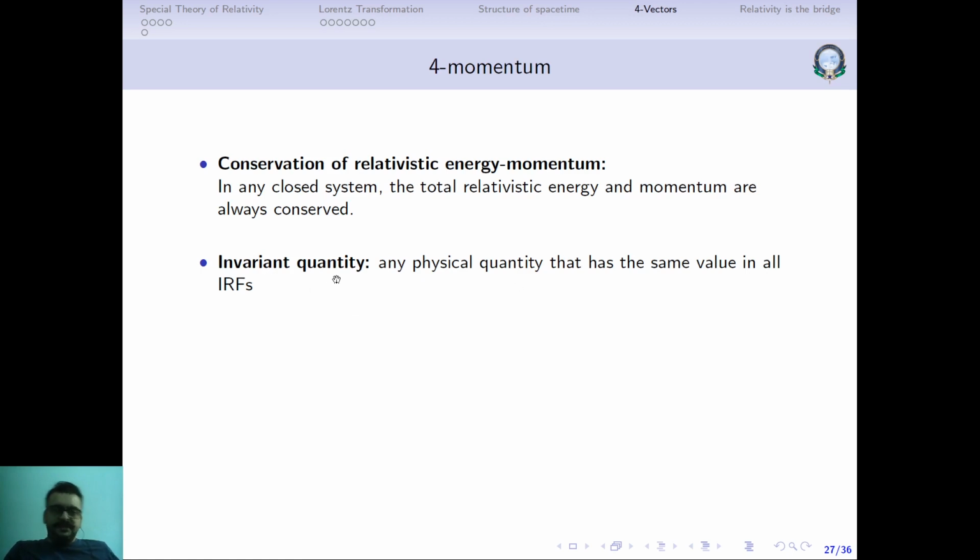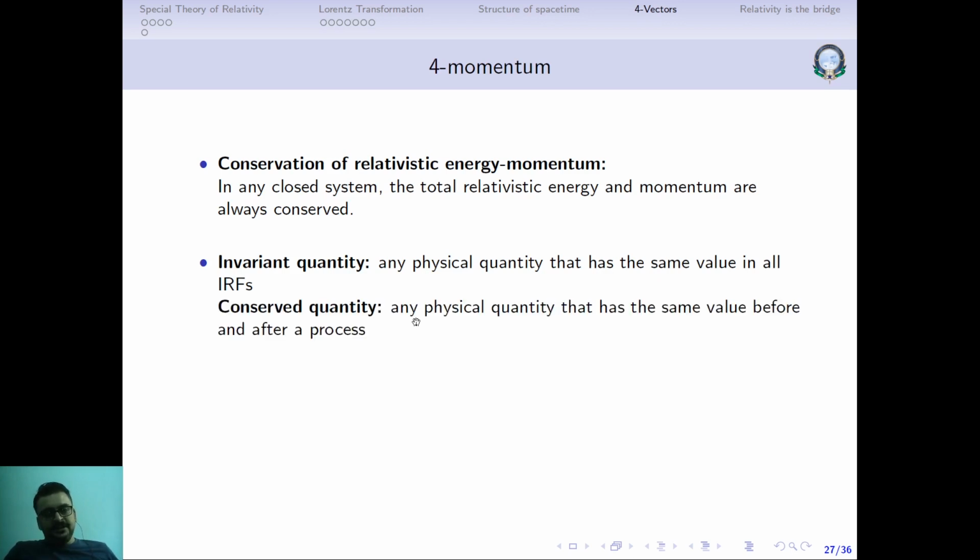Okay, what is an invariant quantity? Any physical quantity that has the same value in all inertial reference frames. It has one value in one inertial reference frame, and in another inertial reference frame it has the same value, then we say it's an invariant quantity. But a conserved quantity is any physical quantity where, when you make it undergo a process, the value of that physical quantity remains the same before and after the process. Then we call it a conserved quantity. So any physical quantity could be invariant and not conserved, or conserved and not invariant. All 4 combinations are possible.